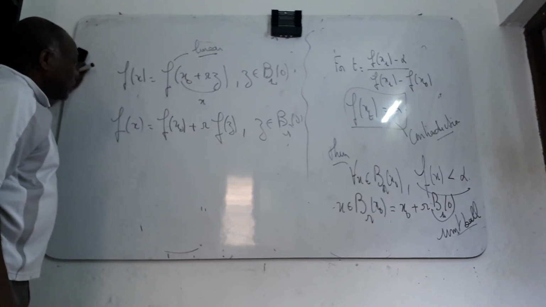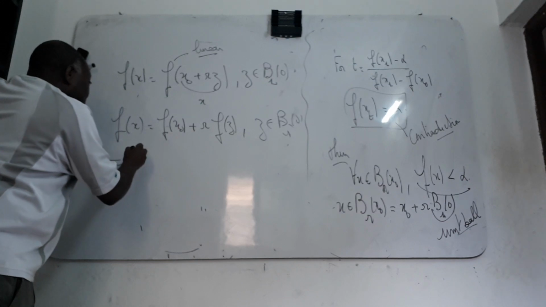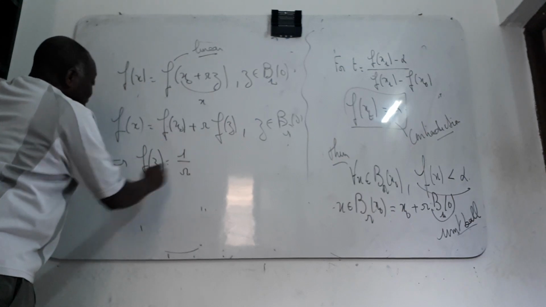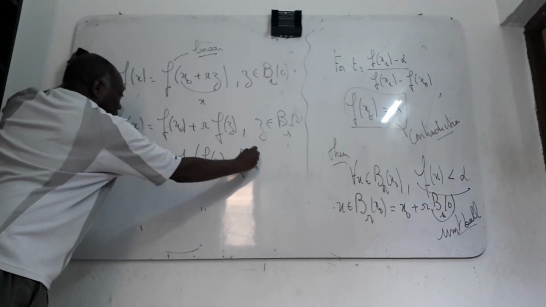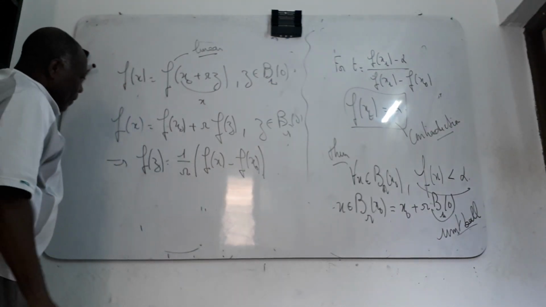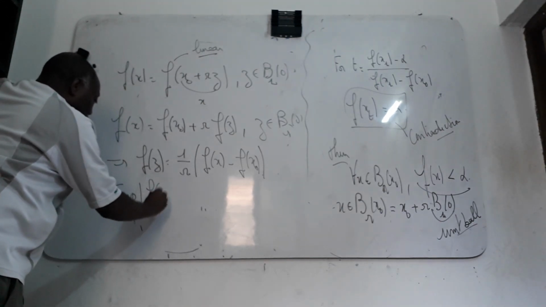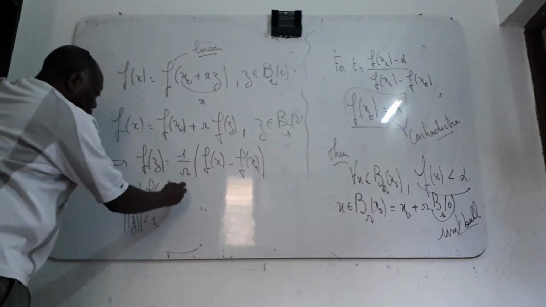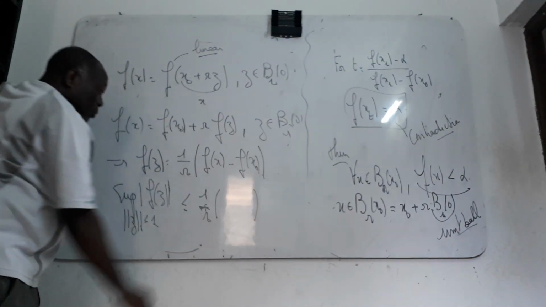But now let us consider the norm of this kind of function. When I take the norm, f of z can be written as 1 over r of f of x minus f of x0. And when you take the supremum of the norm of f of z over the unit ball, we see that this must be less than some constant.